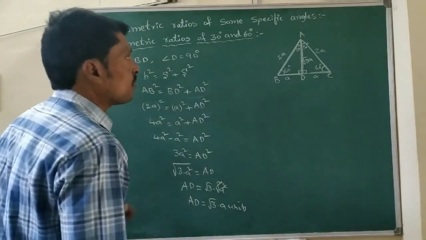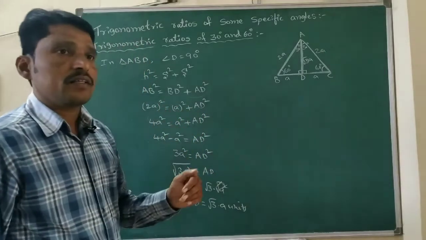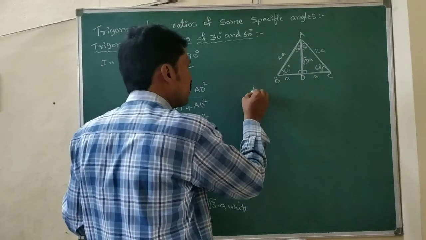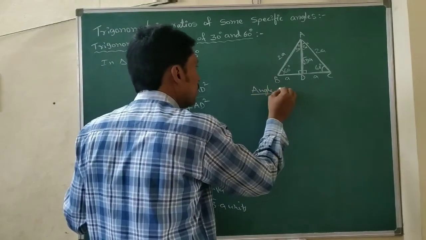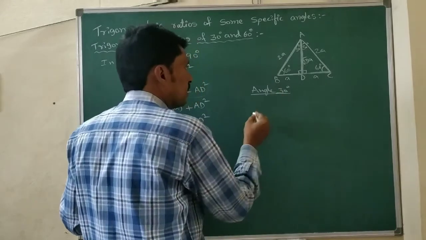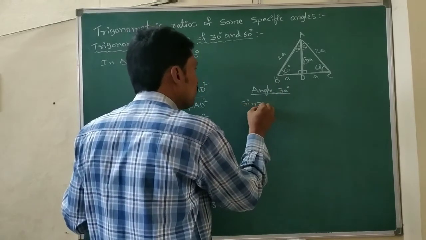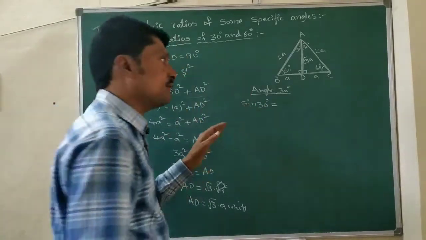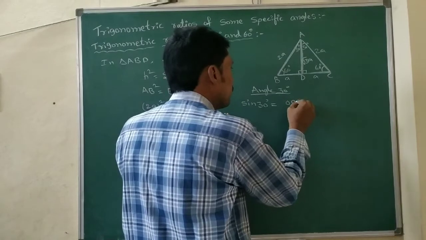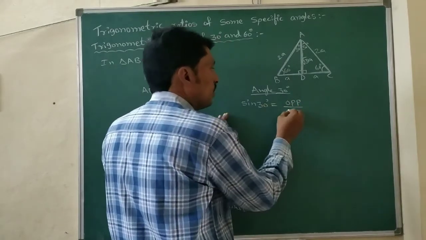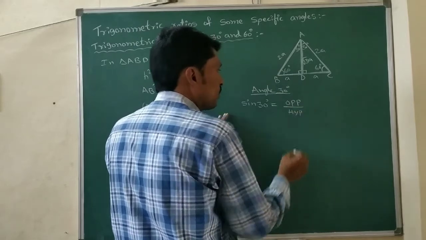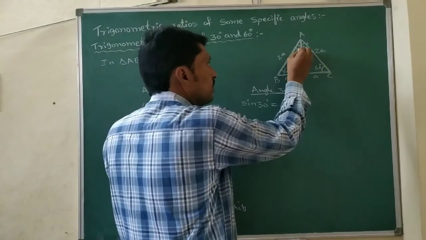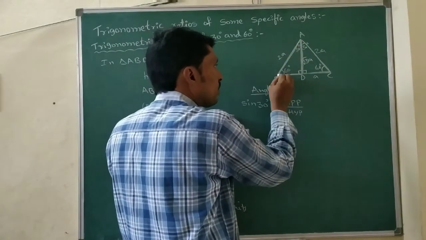Now we need to take sin 30 and cos 30 like that. Angle 30 degrees only I am taking now. Next I will take 60 degrees also. So sin 30. What is sin? Opposite side to angle 30 by hypotenuse. So sin 30, here it is making the angle 30. So this 30, the opposite side, what is there? BD.